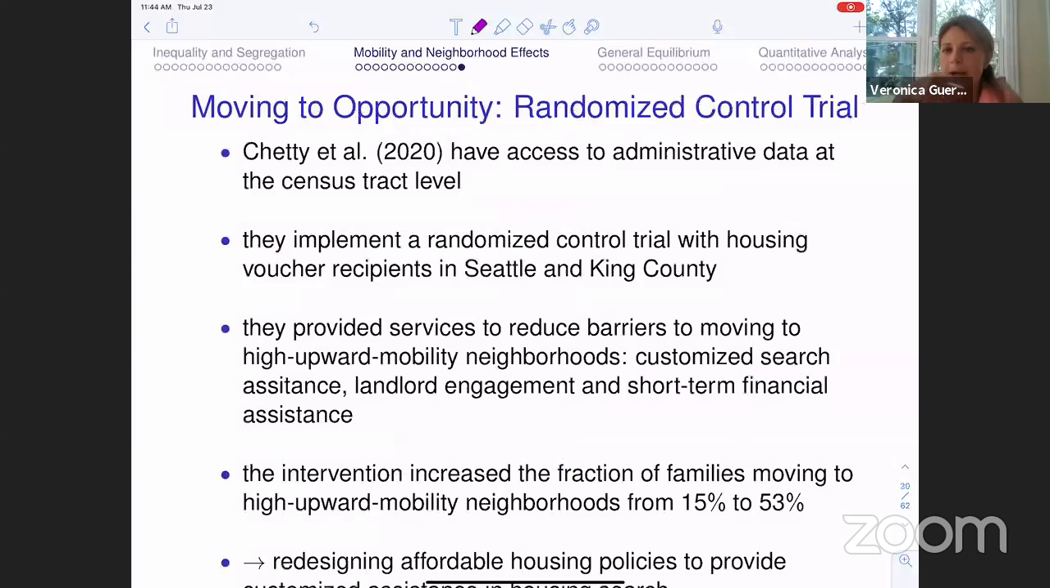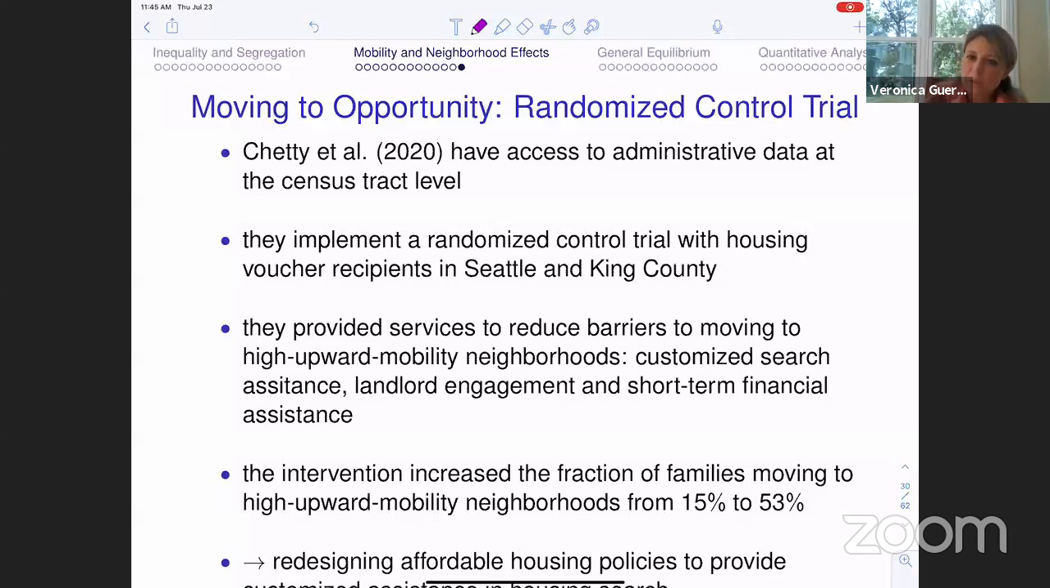So there is a new randomized control trial. Because Moving to Opportunity was kind of a quasi-experiment, the first Moving to Opportunity was a small program. So what Raj Chetty and co-authors have done more recently is run a pretty large randomized control trial in Seattle and King County, again giving housing vouchers to recipients to move to high upward mobility neighborhoods, and trying to see what the effect of that is.